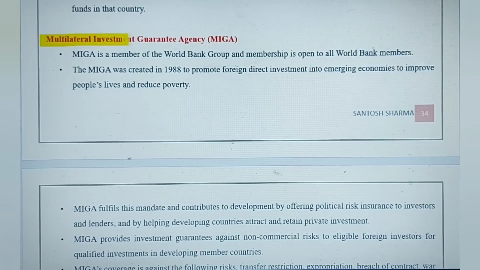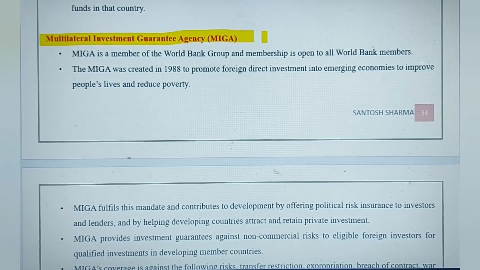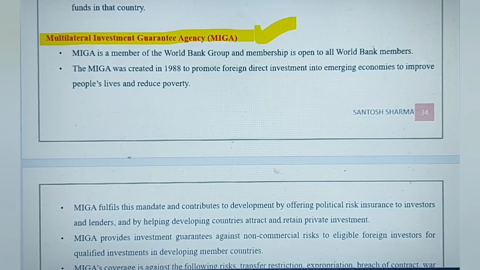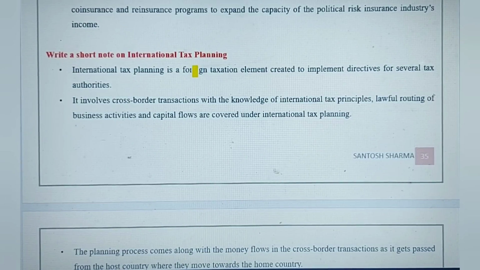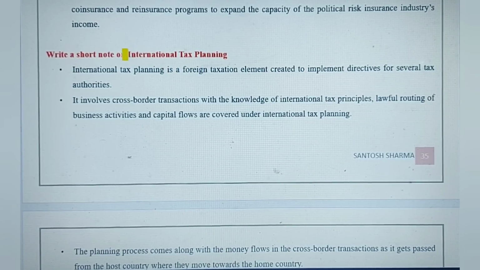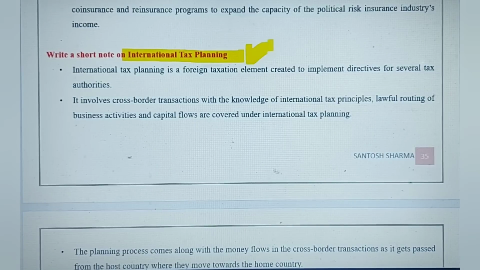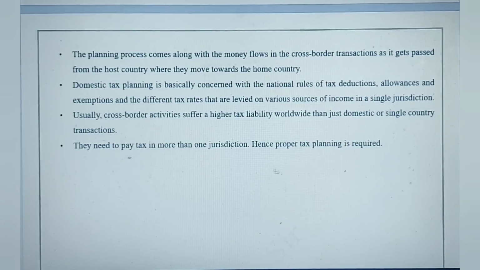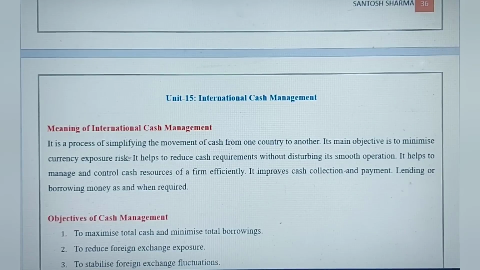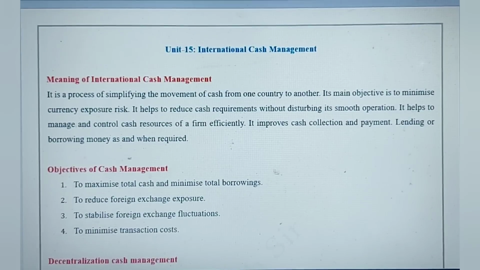This question can come in the short notes: MIGA, Multilateral Investment Guarantee Agency, and this question is also a very important one as far as your TE exams are concerned. Then the role of MIGA. The next one, a short note on international tax planning. This is also a very common question. Do revise this properly, very important one. And I have written all this in very simple words so that you can easily understand.